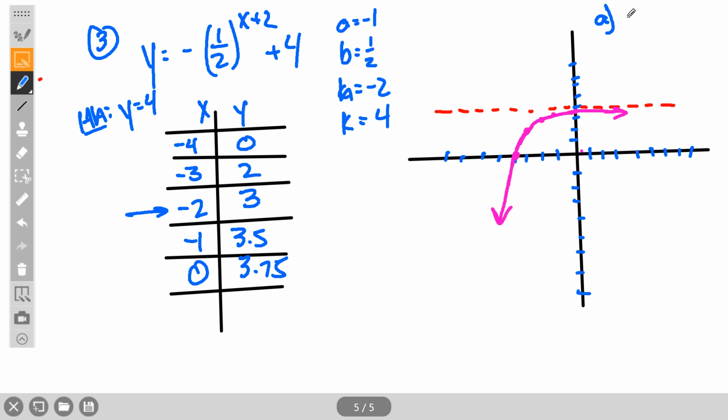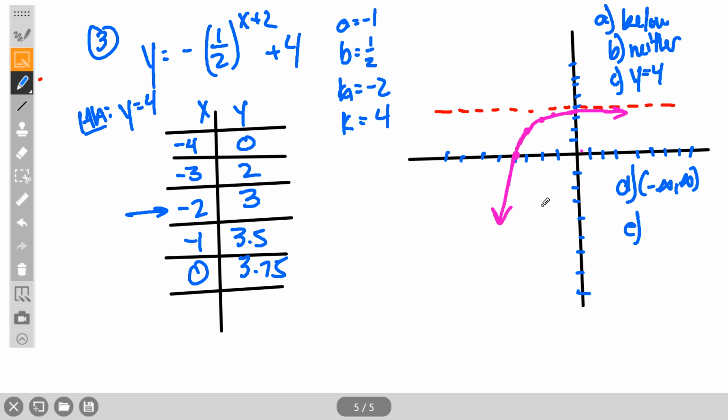Letter A, above or below? Well, this is below the asymptote. Letter B, is this growth or decay? Well, it's below the asymptote. A is negative, so this is neither. C, the equation for the asymptote is 4. D, the domain is always -infinity to infinity. E, the range is below the asymptote, so it's going to start at -infinity and it's going to come up to the asymptote, which is at 4. F is the graph, which is right there.